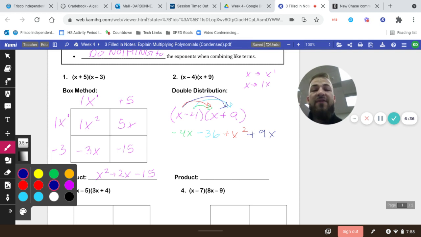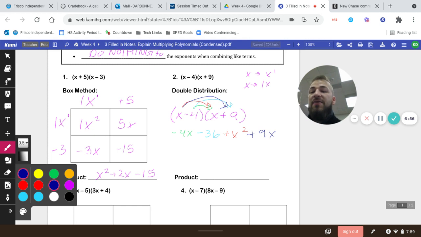Okay, so notice negative 4 multiplied by both in the second parentheses and x multiplied by both in the second parentheses. So you end up with the same amount of terms when you're multiplying two binomials as you do with the box method. Because really it's kind of like the same, we're doing the same thing, just two different ways to help organize our math.